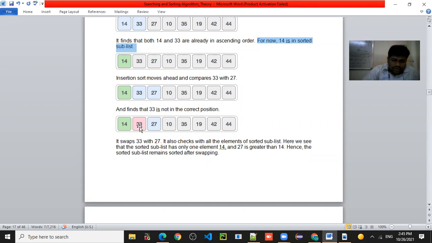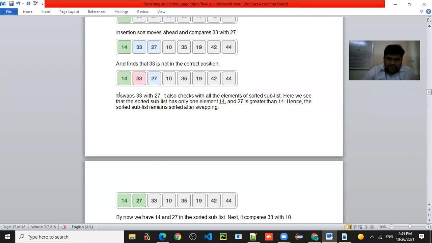Now after swapping, this 27 will be compared with this sublist, right? So now in the sublist only 14 is available. Now after insertion of 27, two elements will be considered in the sublist. Here we see that the sorted sublist has only one element, 14. Now 27 is greater than 14. So hence the sorted sublist remains sorted after swapping, right?